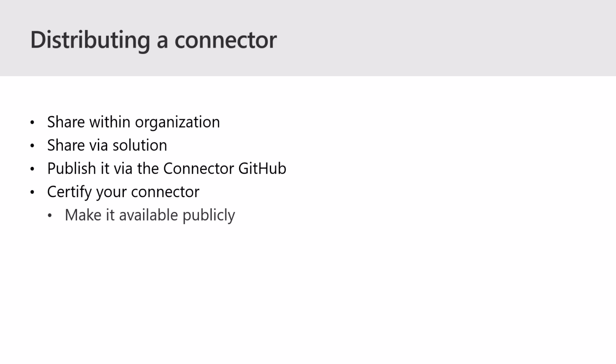If you intend to make the connector available to everyone who uses Power Platform, you can certify your connector. Once it is certified, any maker can search for your connector directly from the Power Platform Maker portal or app or Power Automate authoring tool and create a connection.